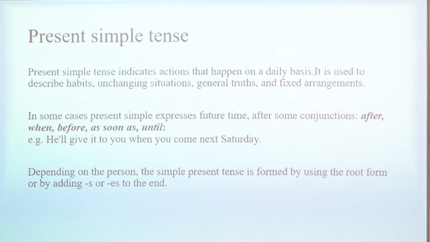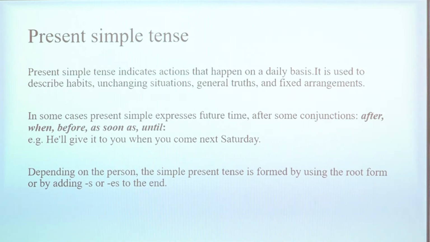Present simple tense. Present simple tense indicates actions that happen on a daily basis. It is used to describe habits, unchanging situations, general truths, and fixed arrangements. In some cases, present simple expresses future time after some conjunctions like after, when, before, as soon as, until.